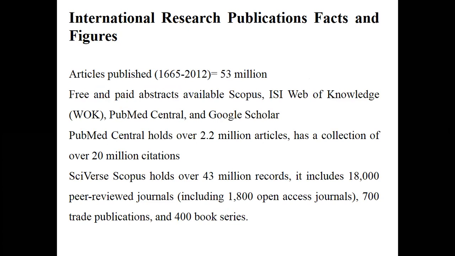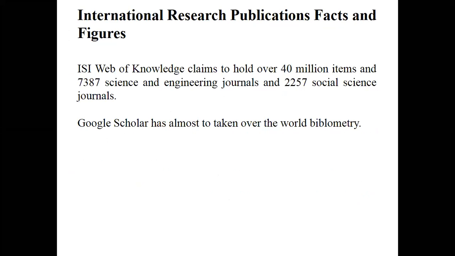PubMed Central holds almost 2.2 million articles and has a collection of over 20 million citations. Similarly, Scopus holds over 43 million records. It includes 18,000 peer-reviewed journals, including 1,800 open access journals, 700 trade publications and almost 400 book series. So we already have this bulk amount of data in the databases. ISI Web of Knowledge claims to hold over 40 million items, 7,387 science and engineering journals and almost 2,257 social sciences journals.